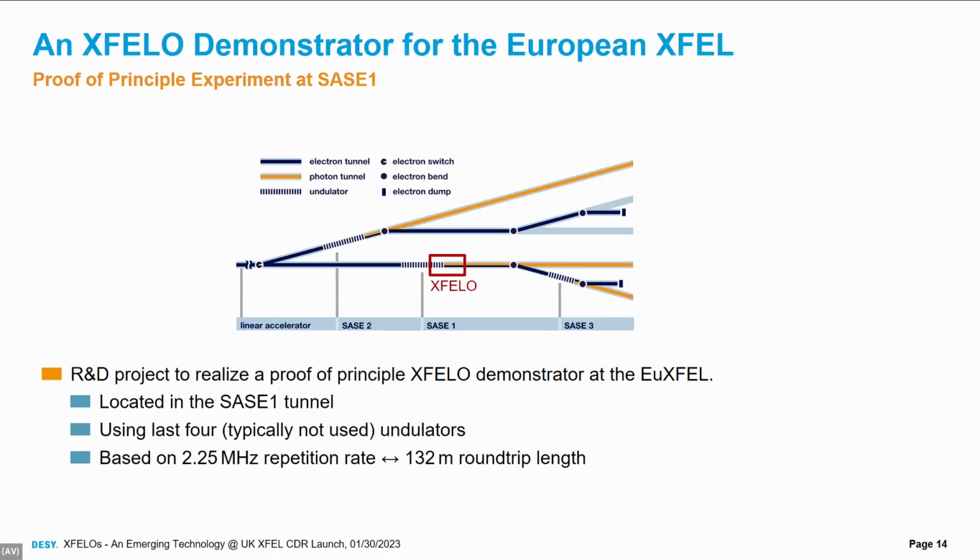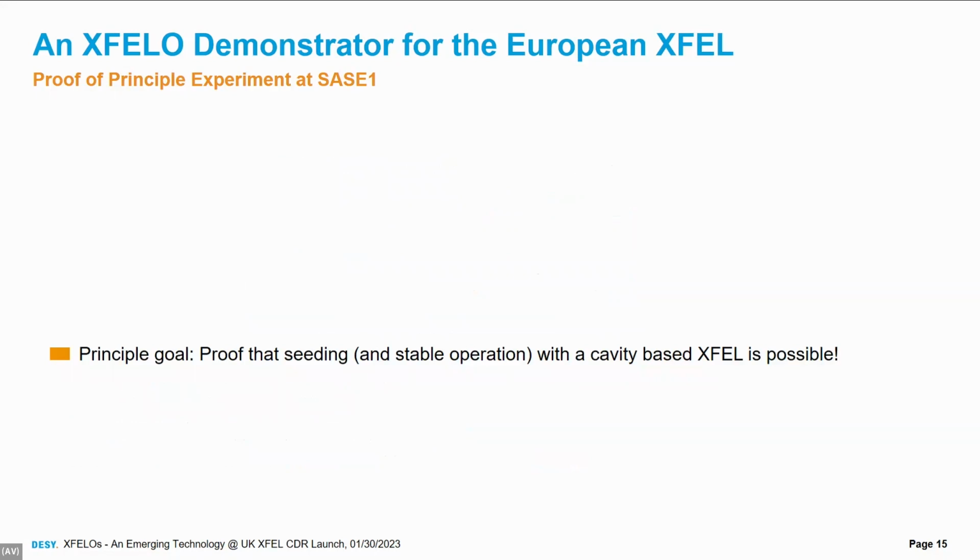Now, for the proof of principle experiment at European XFEL, which is the one I'm working on, it's an R&D project, which is meant to just prove the principle. It's going to be located at the end of the SASE-1 tunnel. It's going to use the last 4 usually unused undulators, and it's going to be based on the 2.25 megahertz repetition rate. The goal is to prove that seeding and also maybe stable operation is possible with the CBXFEL, the cavity-based X-ray FEL.